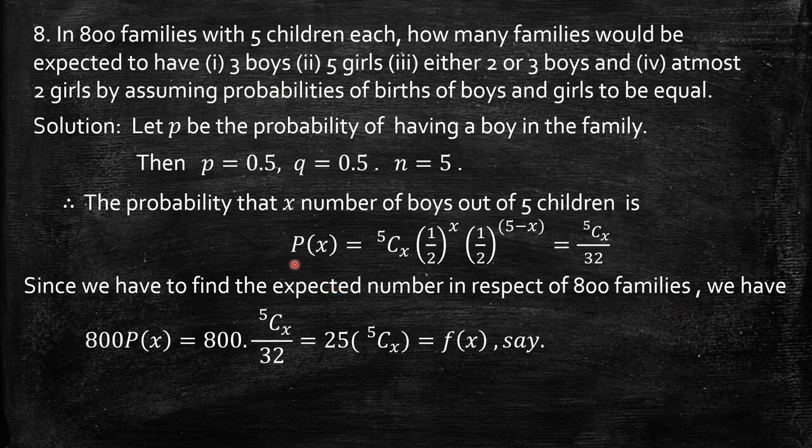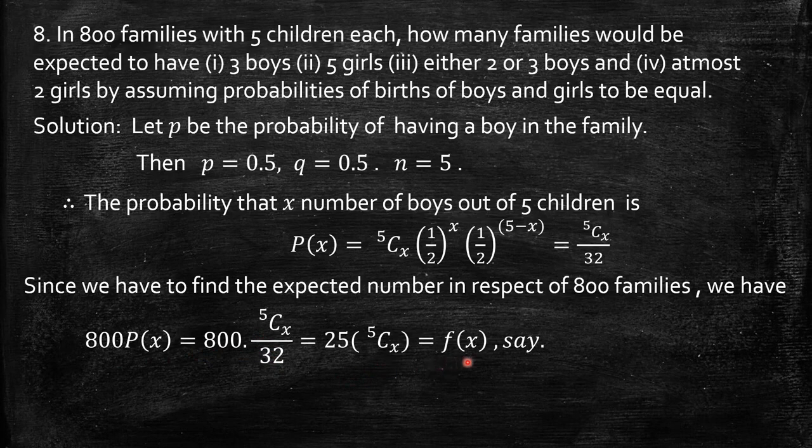So I need to multiply this by 800. We have to find the expected number in respect of 800 families, means 800 times P of x, which is nothing but 800 into 5cx by 32, which I can simplify, which gives 25 5cx. So let me denote it as f of x.